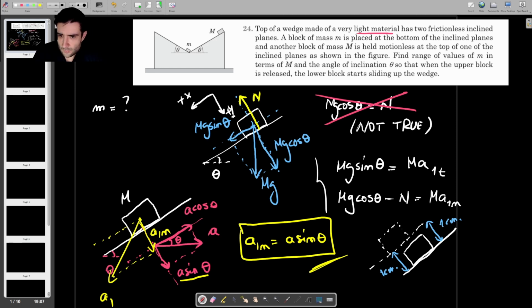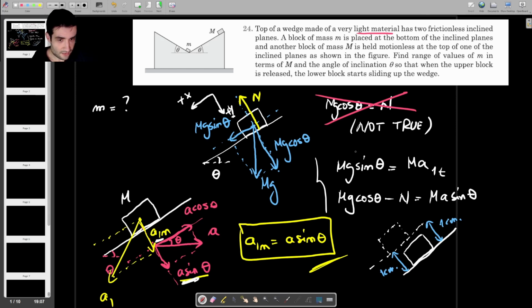So yeah, this is something that we're going to use to understand some things about this problem, but hopefully it's clear. So what I'm going to do is take this and replace A1n with A sine theta, like this. So the acceleration of the plane perpendicular to itself is the same as the acceleration of the block perpendicular to the plane. And it's going to be the same with the second object as well.